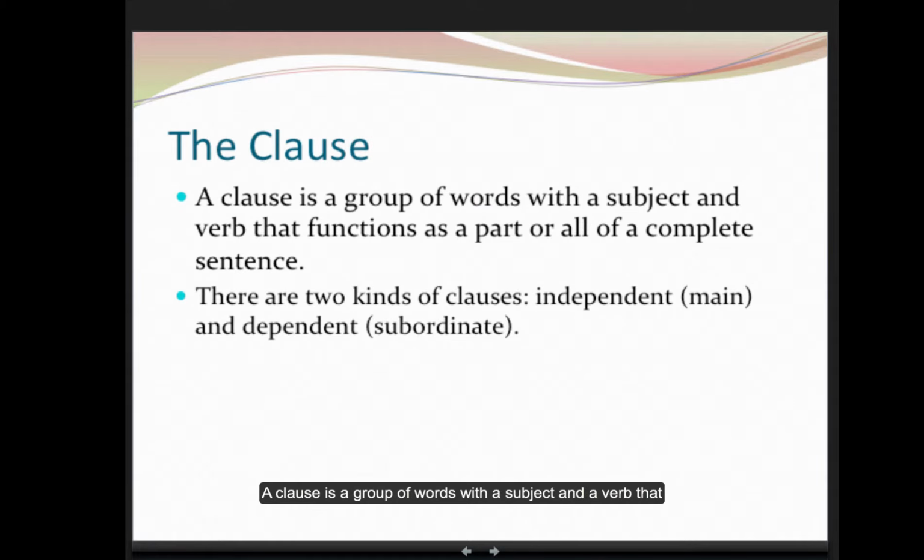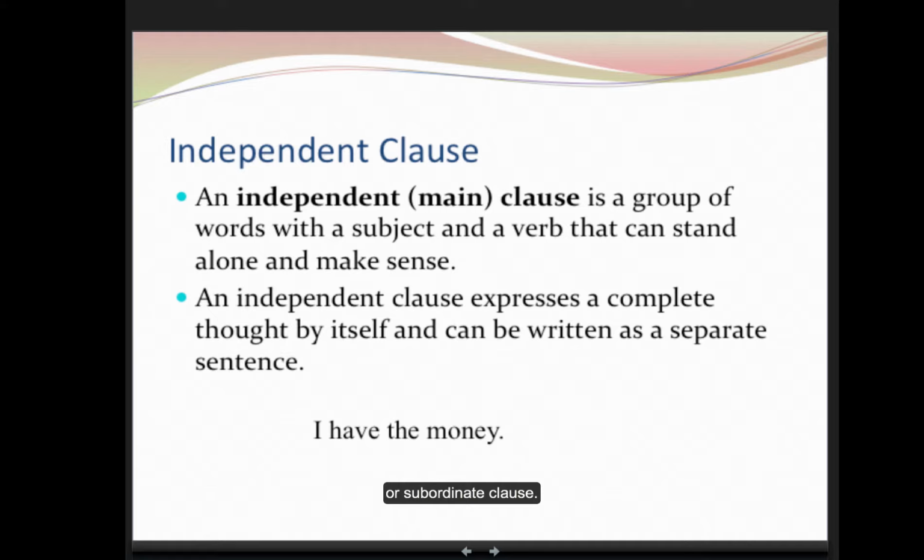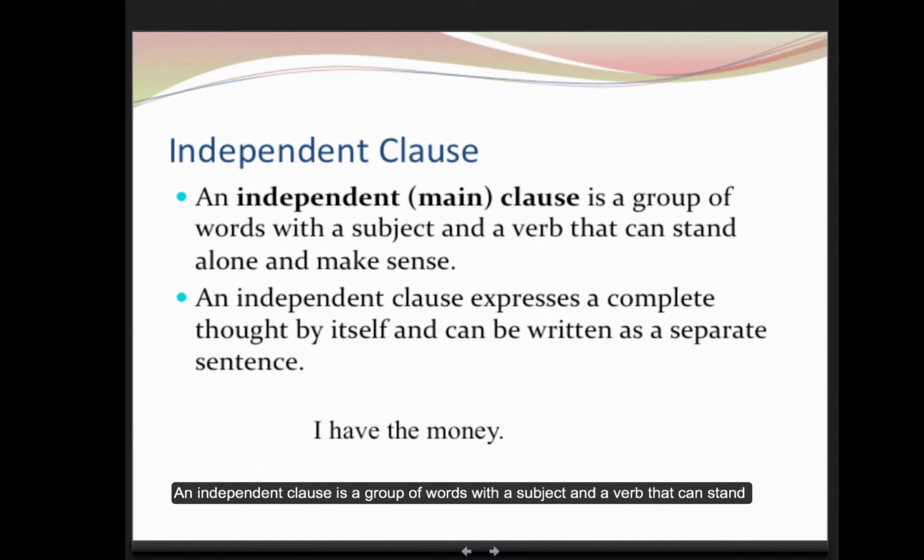A clause is a group of words with a subject and a verb that functions as part of or all of a complete sentence. And there are two different kinds of clauses. One is an independent clause, which could also be called a main clause, and the other is a dependent clause or a subordinate clause. An independent clause is a group of words with a subject and a verb that can stand alone and it still makes sense. So another way to think about that is an independent clause is a complete sentence.